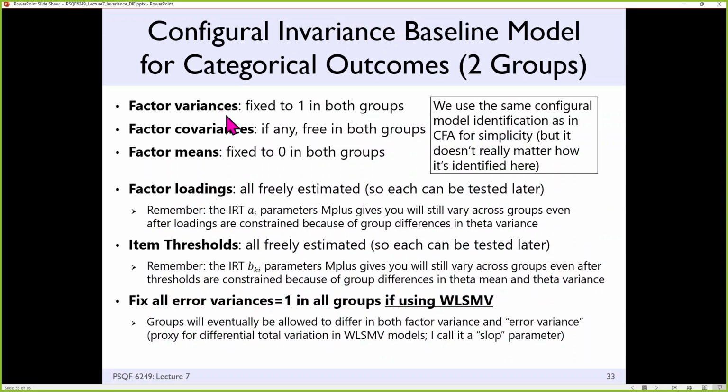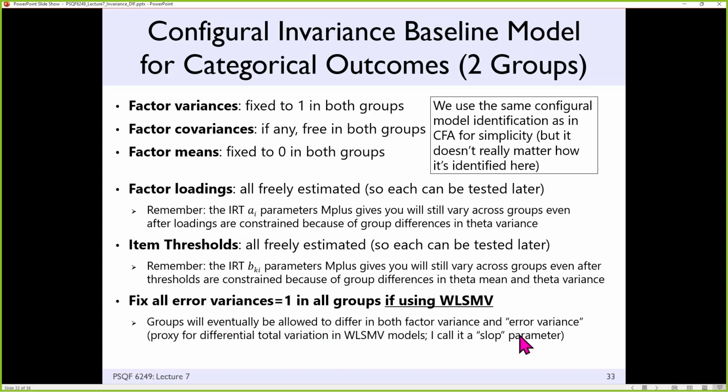So we'll go through the process. Scalar identification, or scalar invariance rather, is the same here. To start with, factor variance is fixed to 1, factor covariance is free in both groups, factor means fixed to 0 for the configural model. Then we go through the process of factor loadings, all freely estimated, thresholds, all estimated, and all error variances are fixed to 1. So this is your configural invariance model.